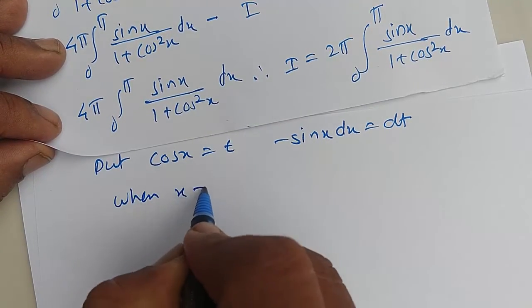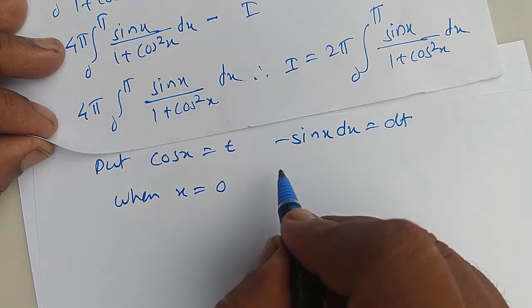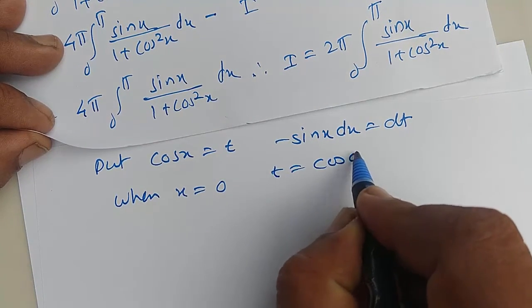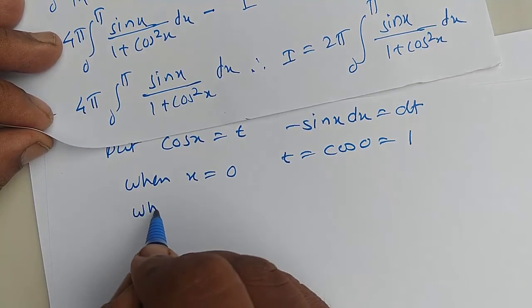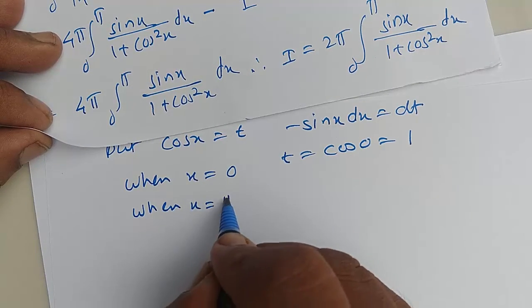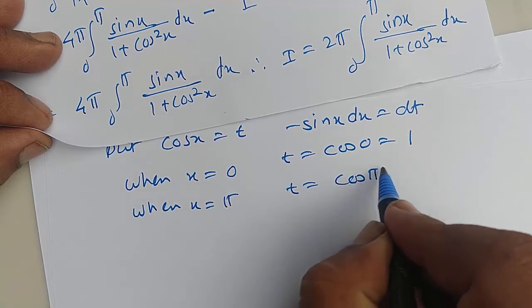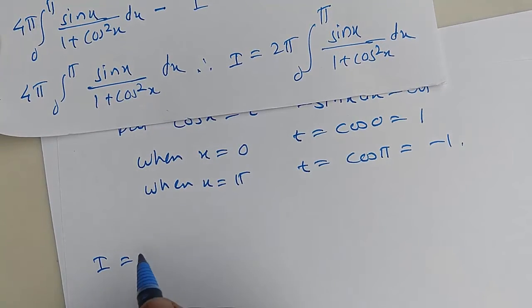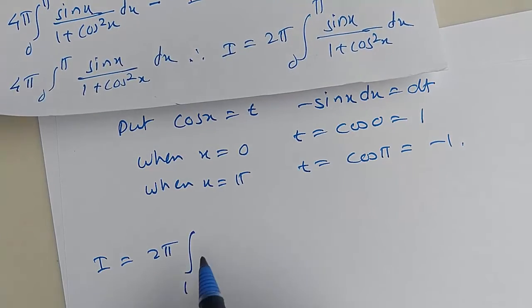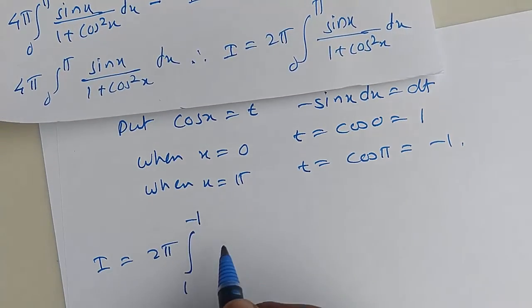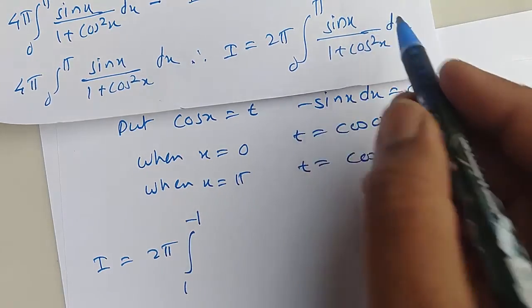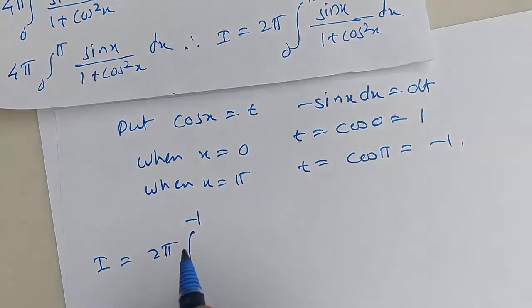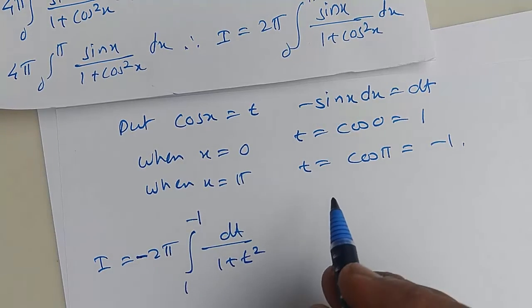When x is equal to 0, then t is equal to cos 0, which is 1. Now when x is equal to pi, t is equal to cos of pi, which is minus 1, and therefore this integration I reduces to 2 pi. When it is 0 it is 1, when it is pi it is minus 1, and sin x dx is equal to minus dt. So it is minus dt upon 1 plus t square.